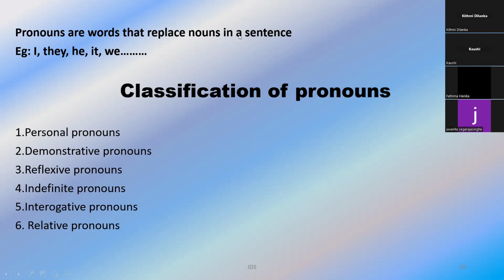Words that replace a noun in a sentence. So you know pronouns means they are used instead of nouns. So we start with a noun and then we can't be repeating the same noun over and over again. Thereby pronouns are being used. And when it comes to the classification of pronouns, you have the personal pronouns, demonstrative, reflexive pronoun, indefinite, interrogative pronoun, and relative pronoun.